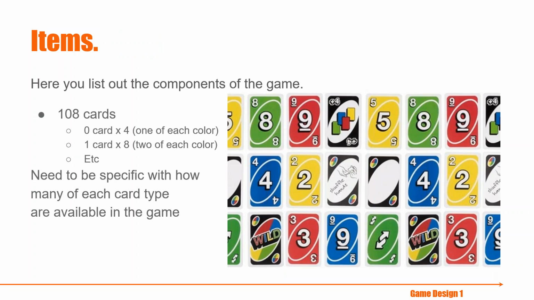Items. This is really straightforward. These are the components of the game. If you've ever had a board game before, you'll notice that on the back of the box, it tells you what the contents of the box are. That's the items. It just tells you everything that would come in the box. So in your case, it'd be everything you would need to play the game. Again, in Uno, we have 108 cards. They'd list out, there's 0 cards, and there's 4 of them, 1 for each color. They have the one card, they have 8 of them, 2 of each color. And it goes on and on and on.